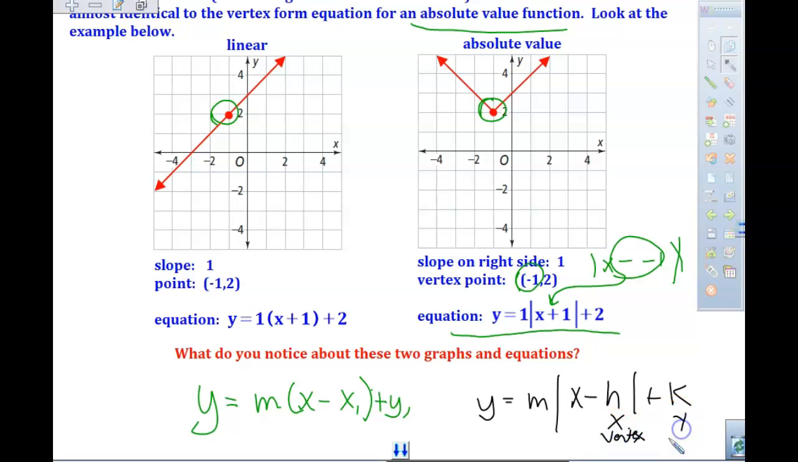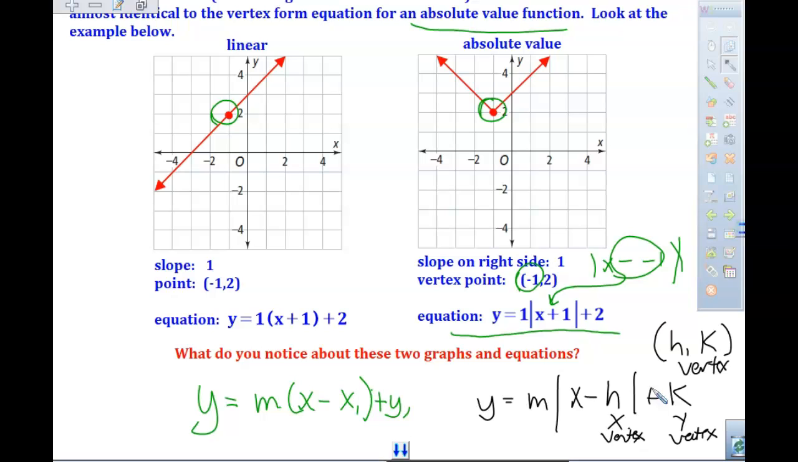And this is the y of your vertex. And it's always an x minus and a plus y. So the only thing different is that this tells you h, k is your vertex. That is a wonderful thing. It's so beautiful. You're like, what? It's so nice if that's it.